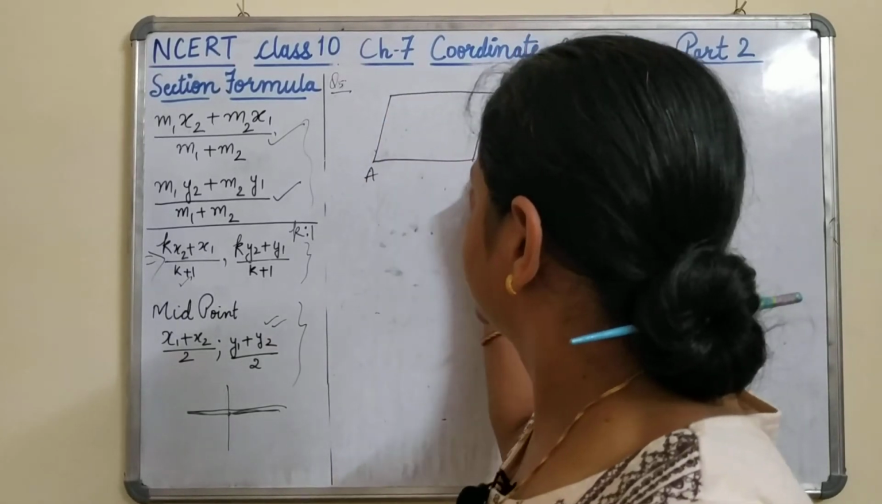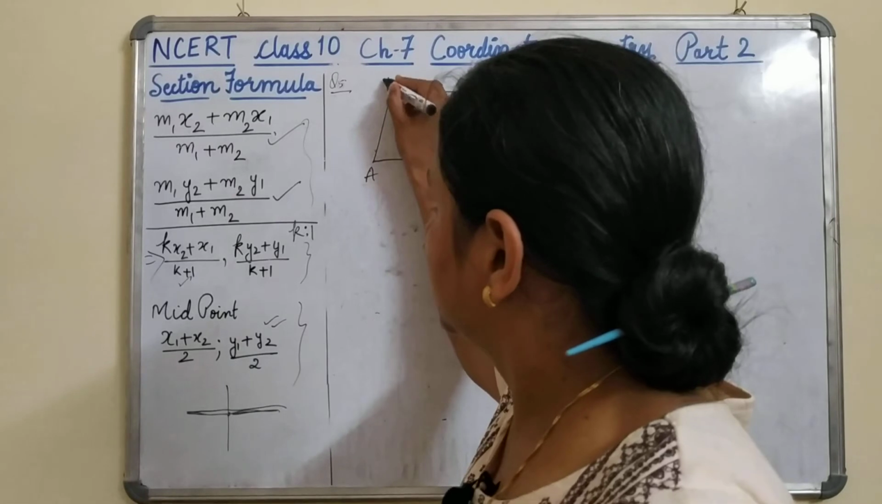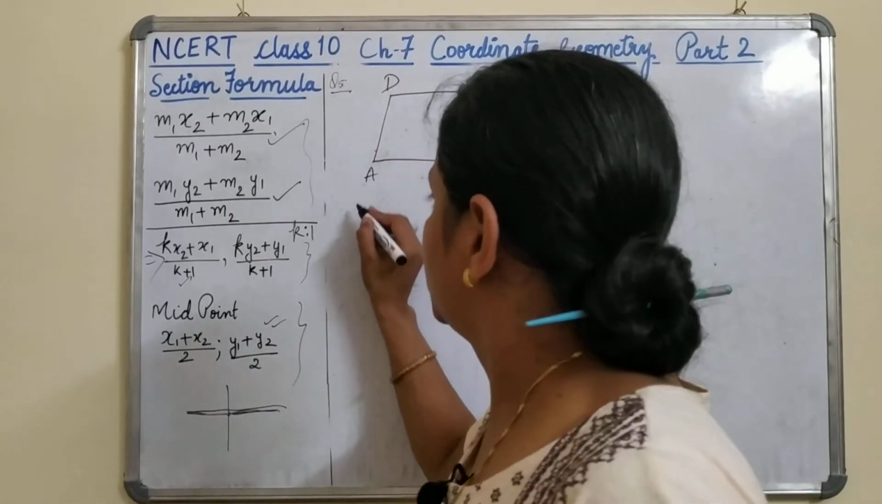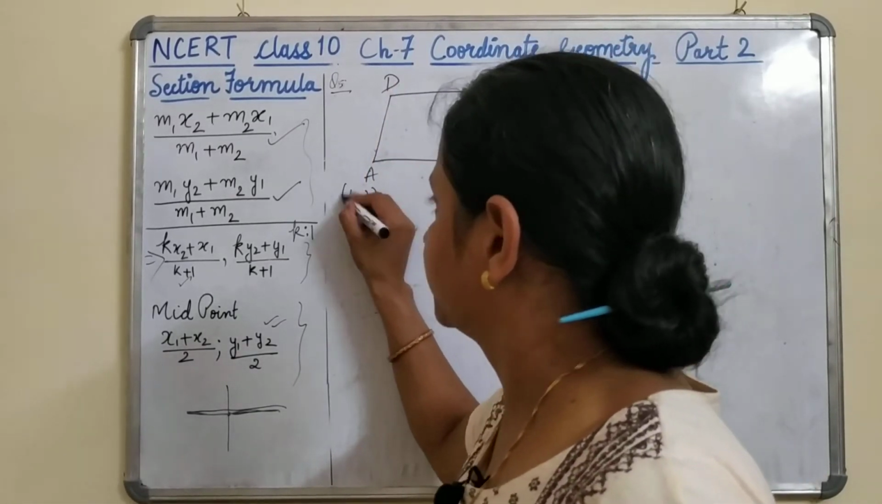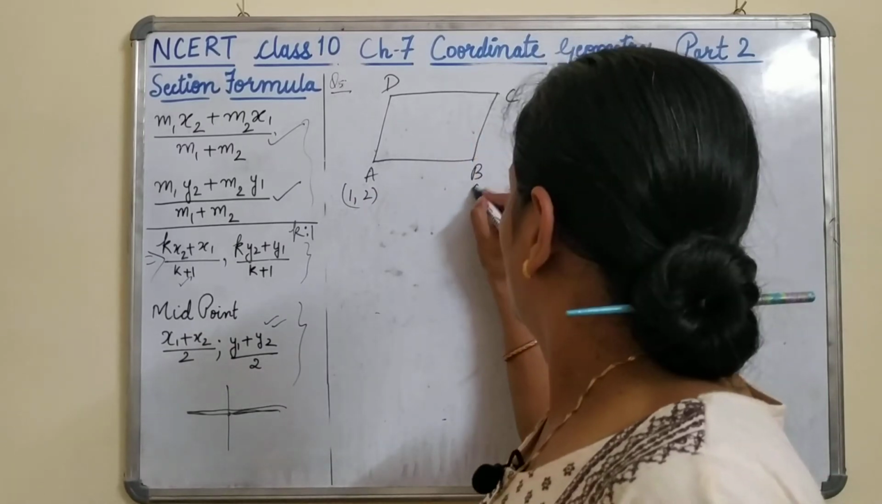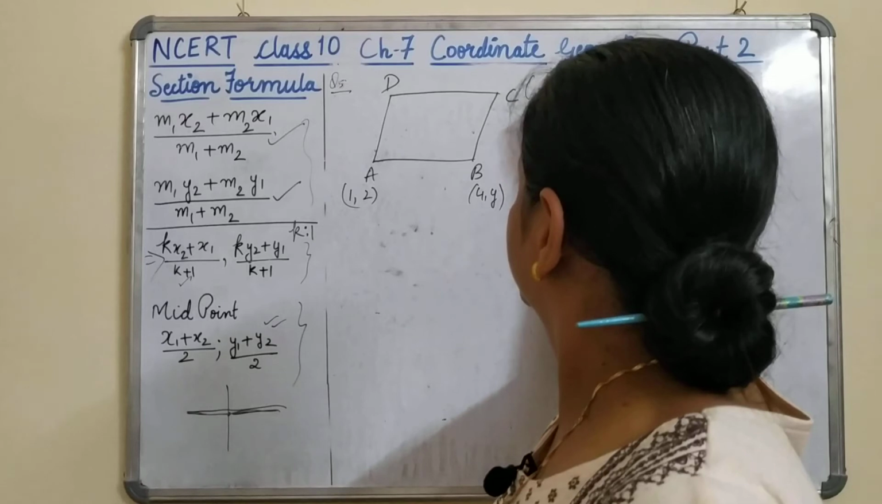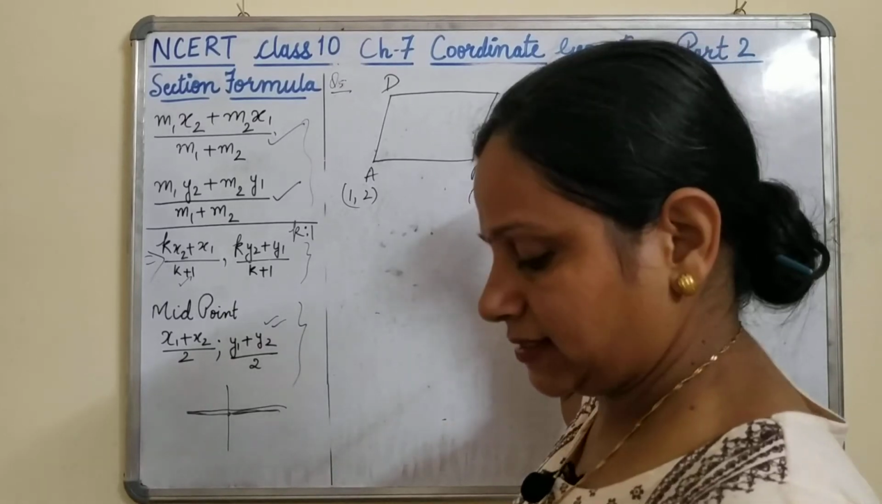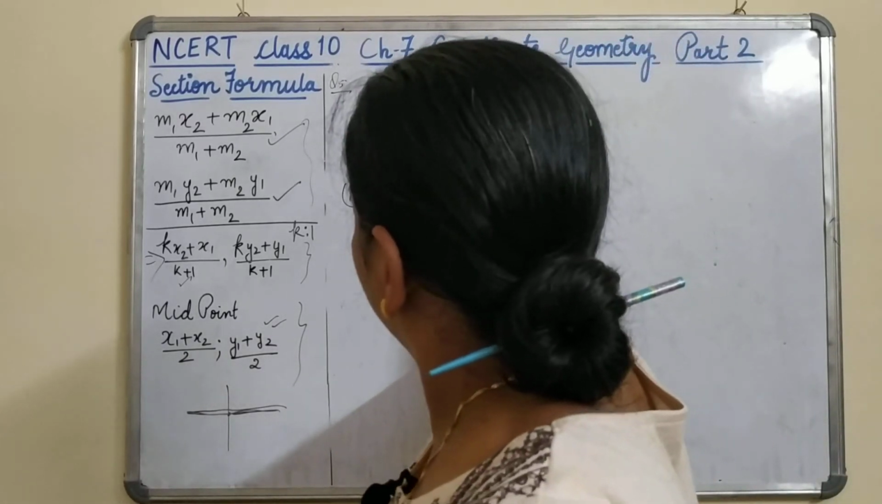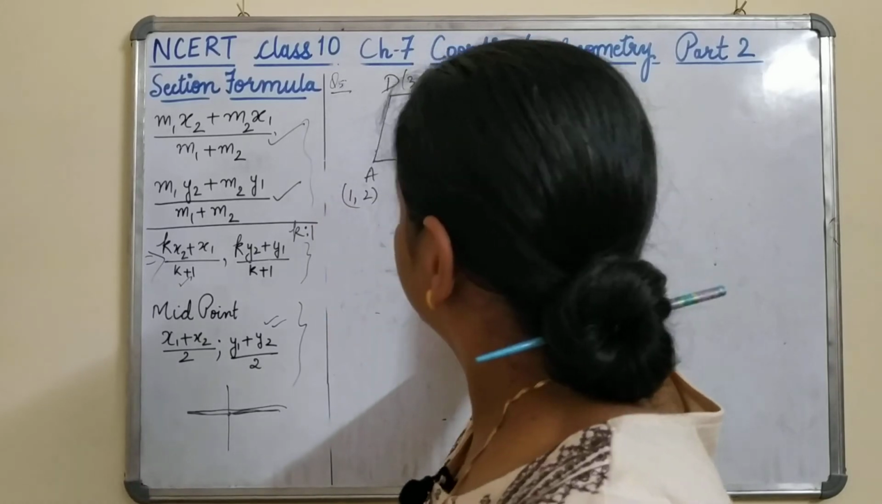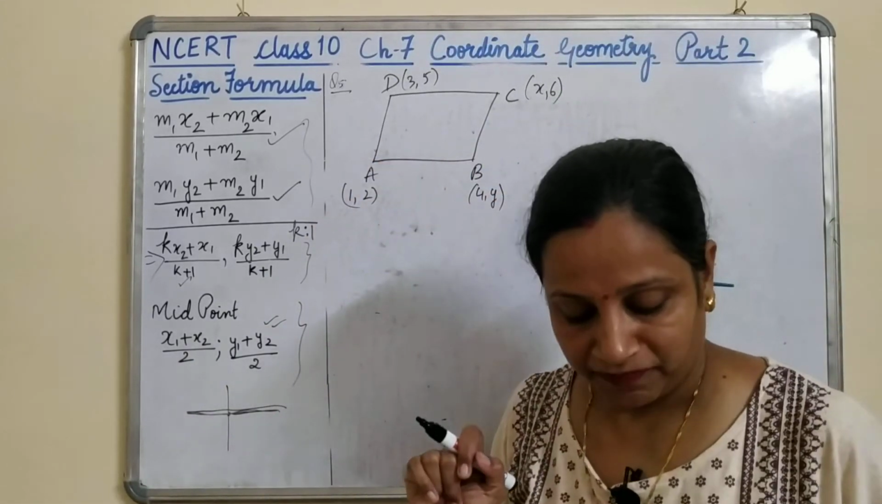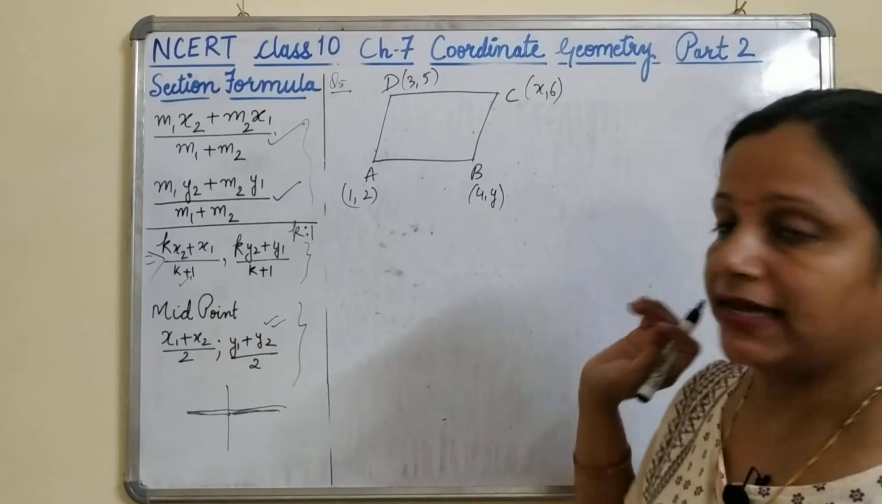Let us call them A, B, C and D. The vertices are given to us as (1, 2), next is (4, y), next is (x, 6), and next is (3, 5). These are the vertices of a parallelogram. We have to get the values of x and y.